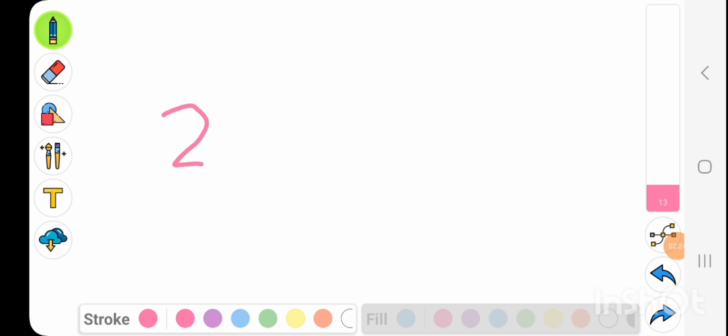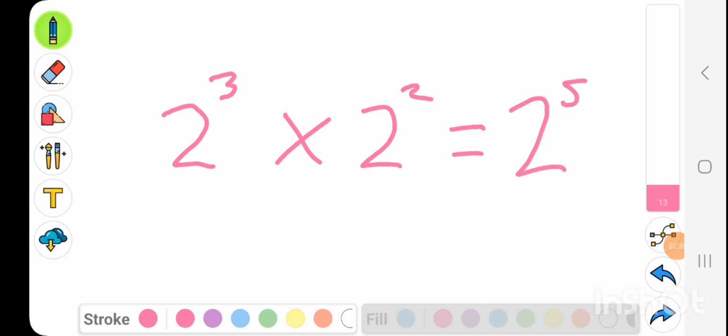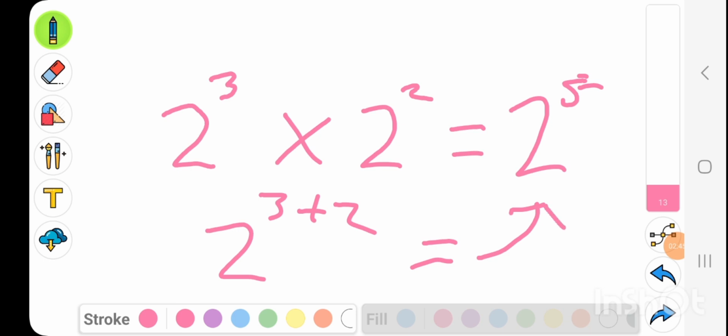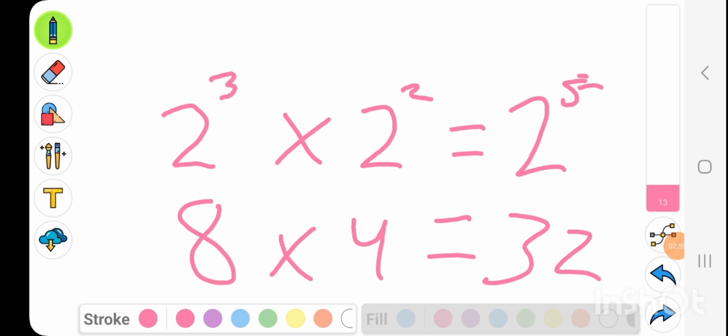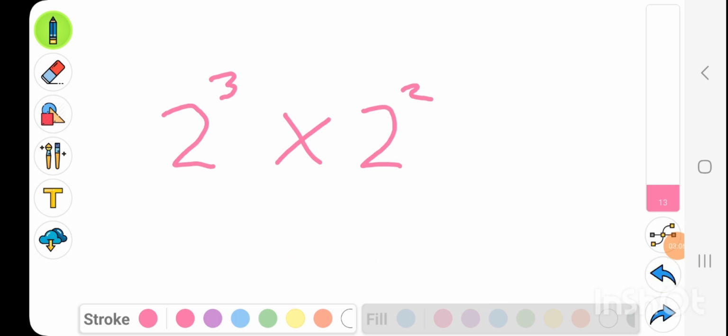Let's say 2 to the power of 3 is multiplied by 2 to the power of 2. That would equal 2 to the power of 5, because that is literally 2 to the power of 3 plus 2. And if you really want it simplified, it equals 32, because 2 to the power of 3 is 8, times 2 to the power of 2, which is 4. 8 times 4 is 32, same thing. So that law is true.